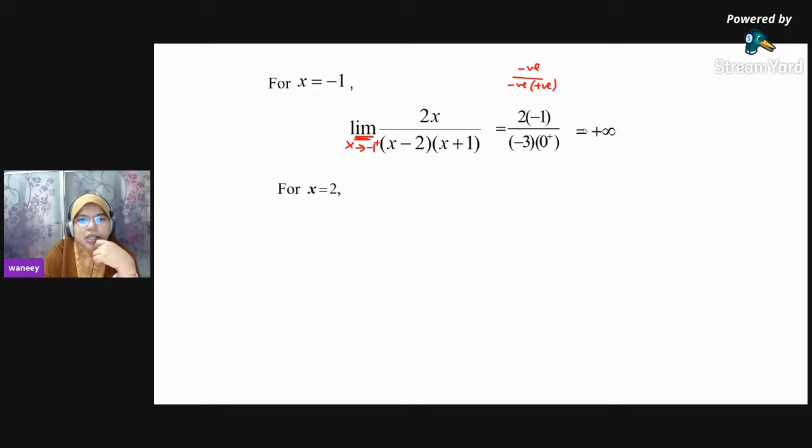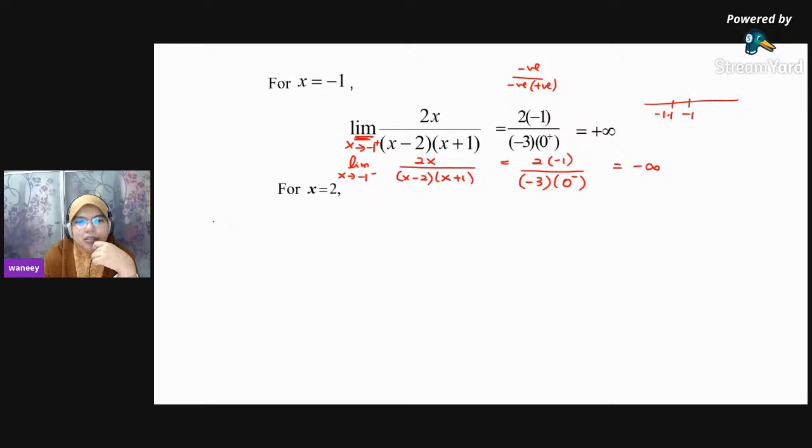Let me do another one, the limit as x approaches -1 from the left hand side of 2x over (x minus 2)(x plus 1). We get 2 times -1 over -1 minus 2, so -3 again, but this time we get 0, so infinity again. To check whether it is 0 plus or minus, use some number on the left of -1, like -1.1. So -1.1 plus 1 is minus. So negative, negative, negative: this is definitely negative infinity.